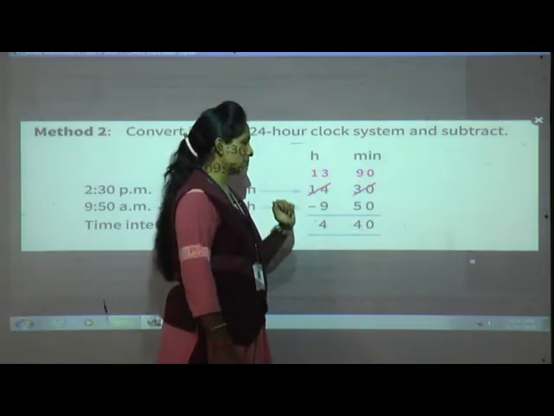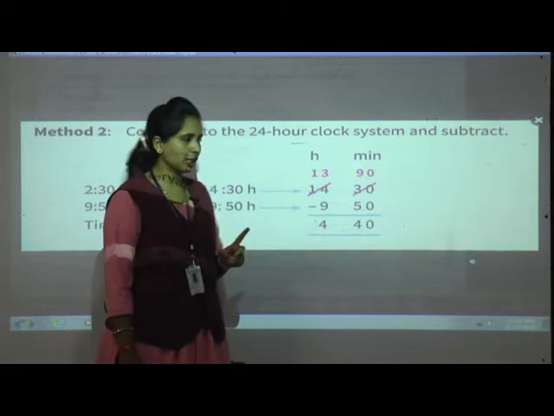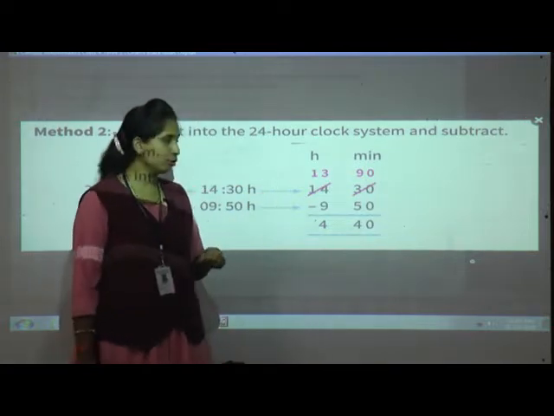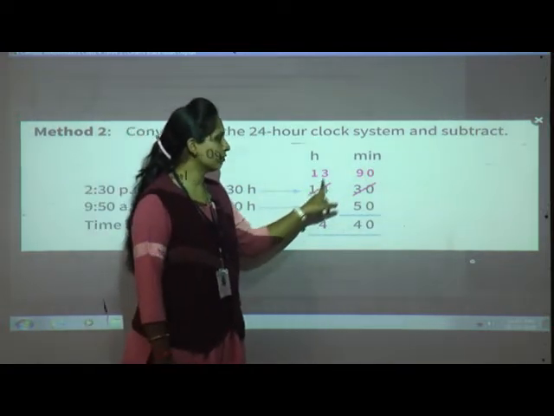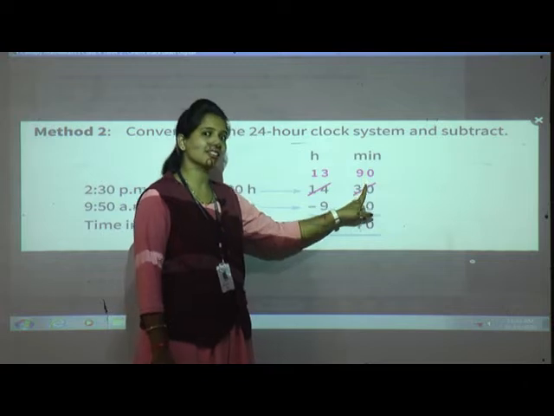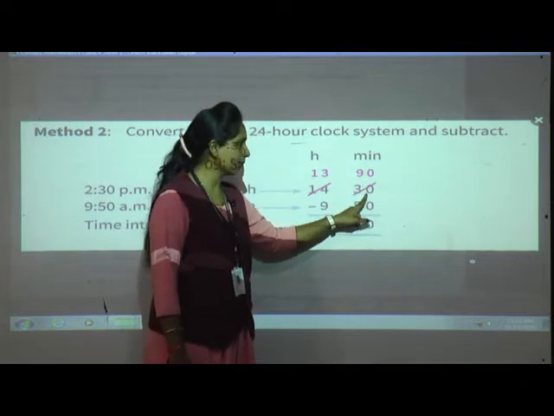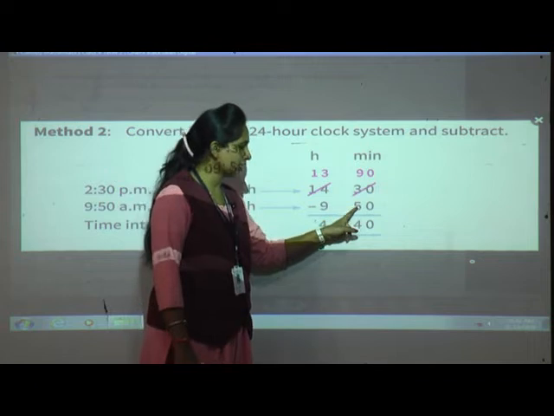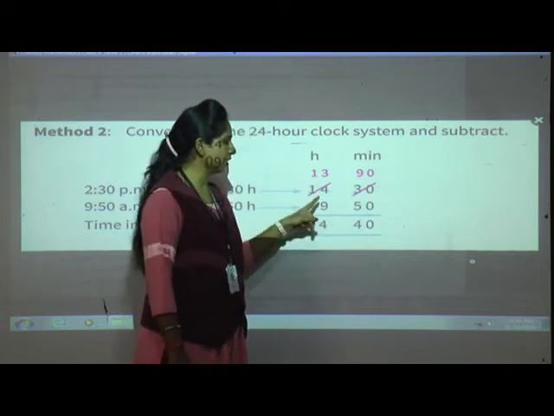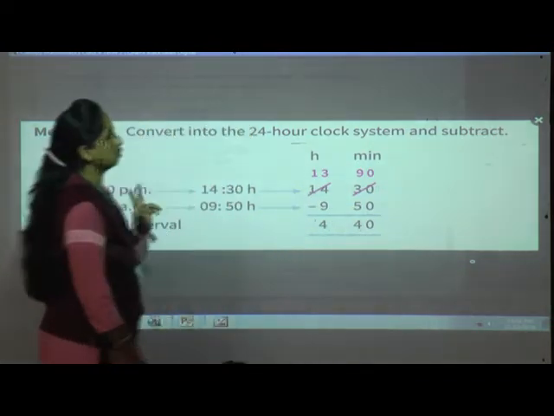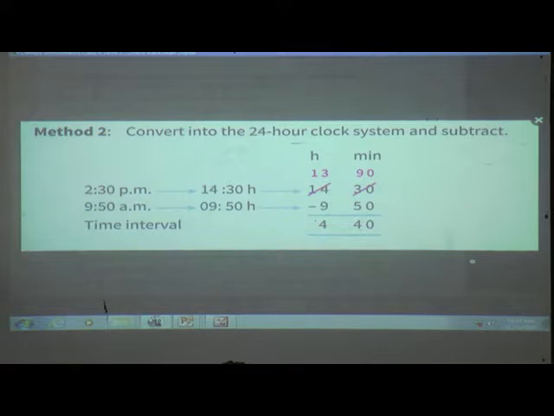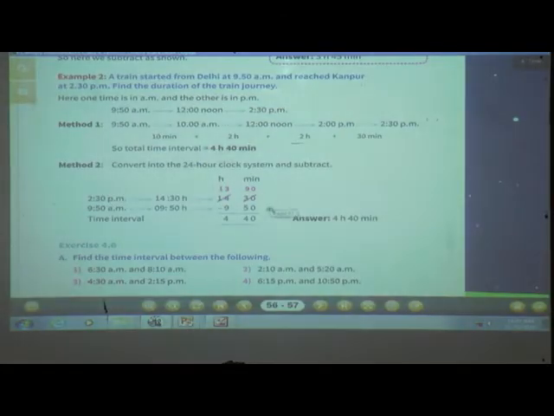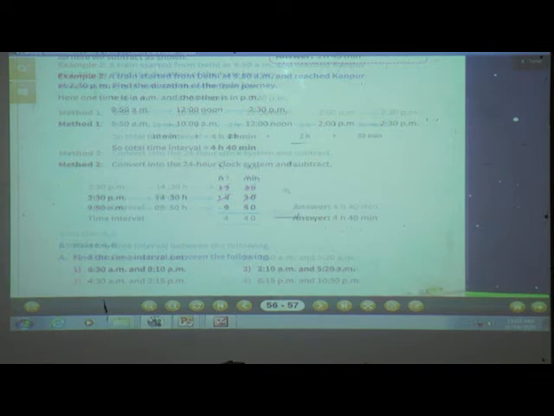Now we can go for the subtraction. Now 30 minus 50 we can't do, so we need to take 1 hour borrow. So 14 hours, if we give 1 hour, means here 60 minutes. So 60 plus 30 is 90. Now we can subtract. 90 minus 50 is 40, 13 minus 9 is 4. So you have both the methods. You can go for any, it doesn't matter. Clear? Yes, very good.